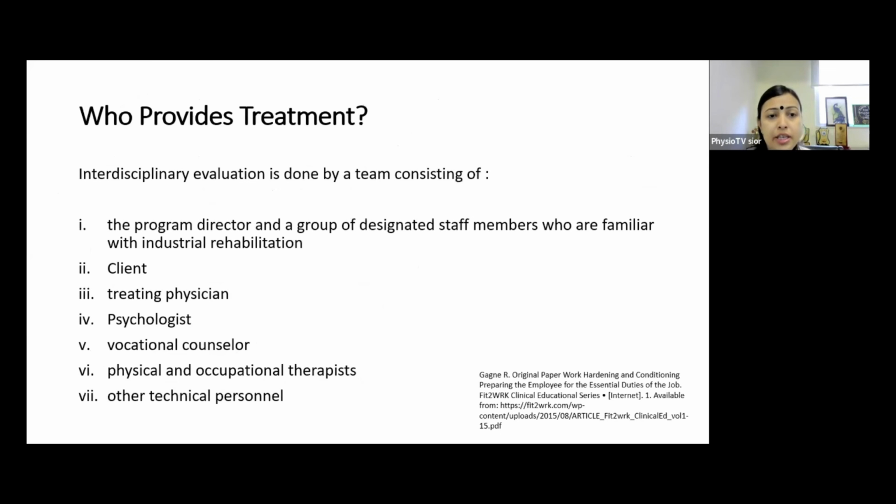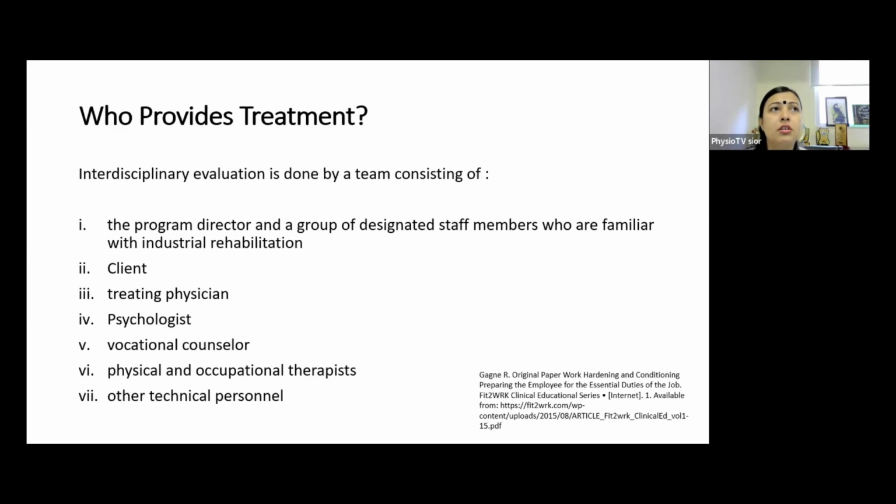So interdisciplinary evaluation is done by a team consisting of the program director and a group of designated staff members. So as in any team, there has to be a leader who will lead this hardening program. He or she is a program director. It can be a physical therapist. It can be any other rehabilitation therapist who's also part of the team, and a group of designated staff members who are familiar with industrial rehabilitation.